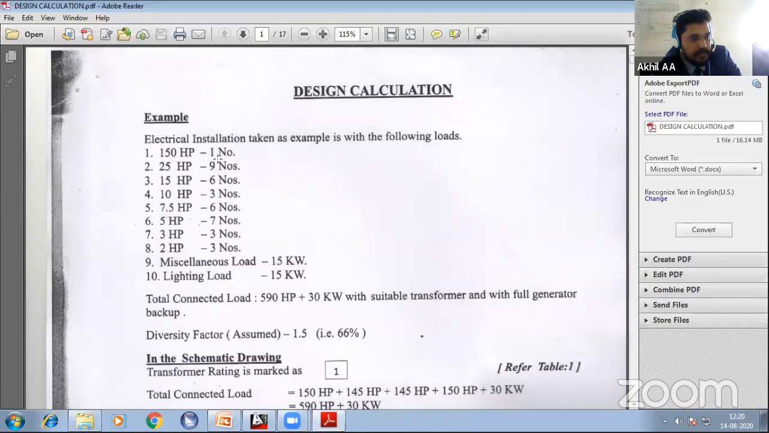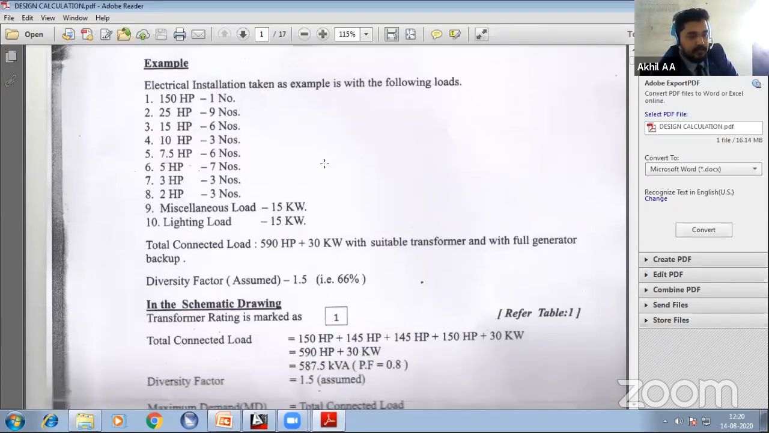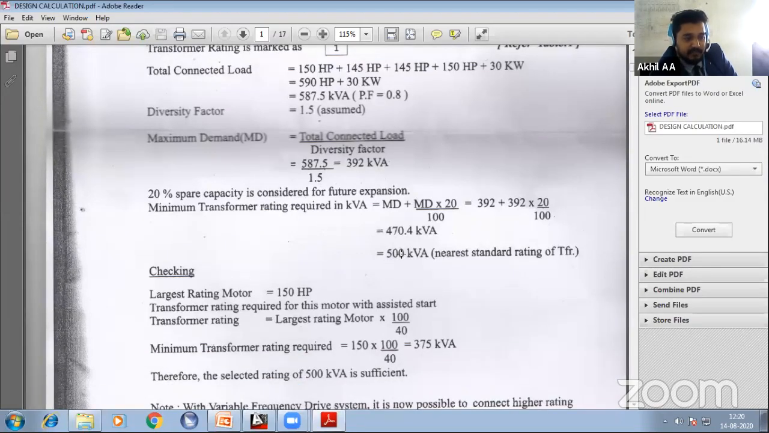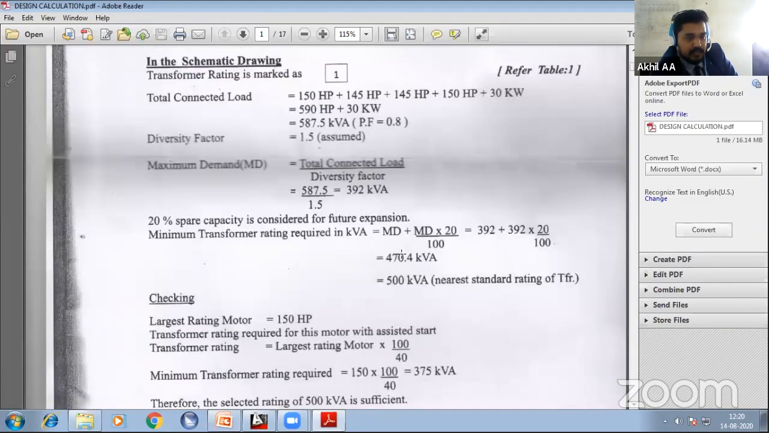So from this load, you have to add all the motor loads and convert into kilowatt. Then you have to calculate the maximum demand. After maximum demand, you have to add a safety factor. Then divide it with 0.8 to get it in kVA. When you get it in kVA, it is 470.4 kVA, and the nearest transformer is 500 kVA. Okay, so I will show how this single line diagram is represented.